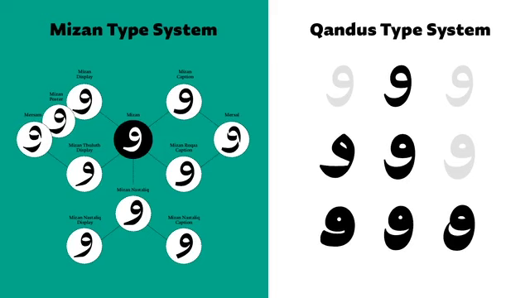Solid and fluid. My aim with these two type systems, two humongous type systems, this one is 11 or 13 families, and this one is going to be 9 families. My aim is to basically explore most of the important fluid styles in that one, in Mizan, and most of the important solid styles in Kandus.